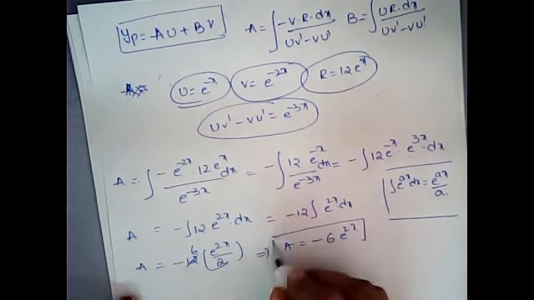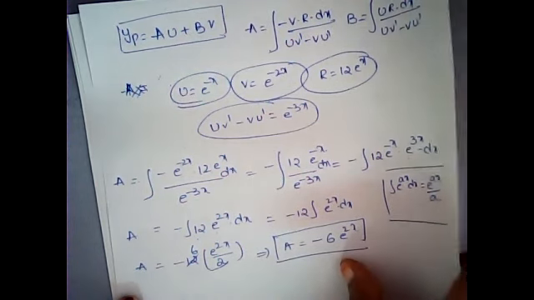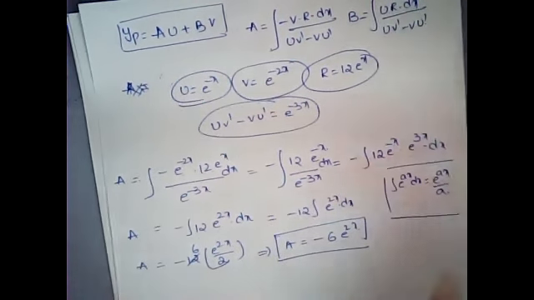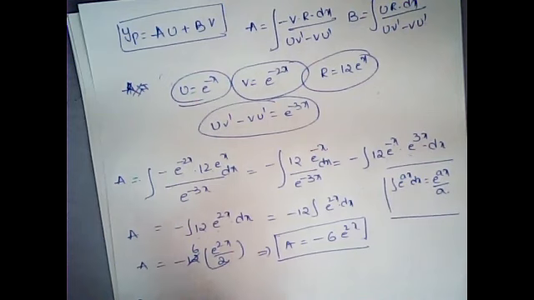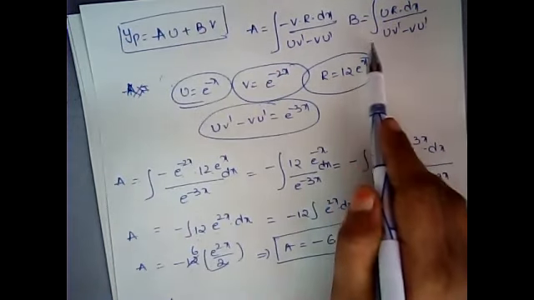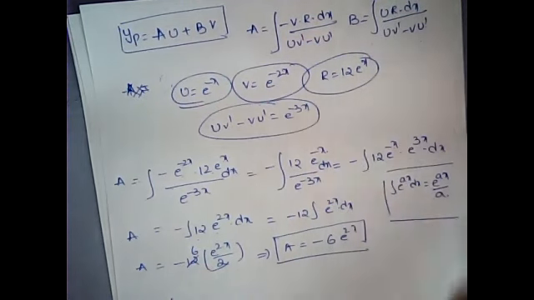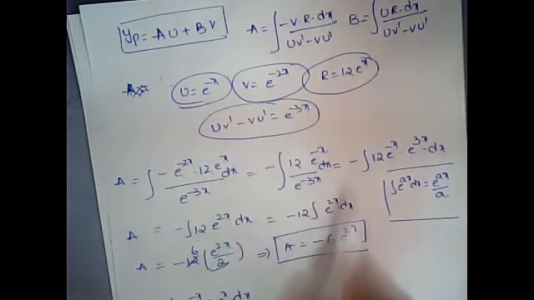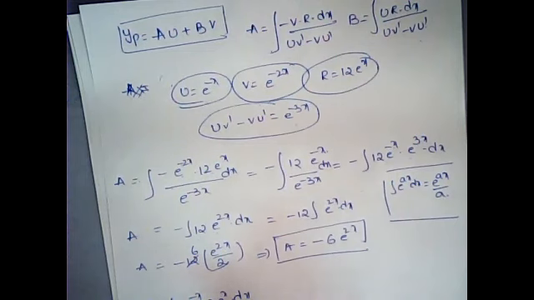So this is the A value which we got. In the same way, we need to find out B also. So B is equal to, what is the formula we have? B equals the integral of U into R into dx by UV' minus VU'. So let us see what is U here. U is nothing but e power minus x and R is nothing but 12 e power x. So 12 e power x into dx by UV' minus VU', which is e power minus 3x.